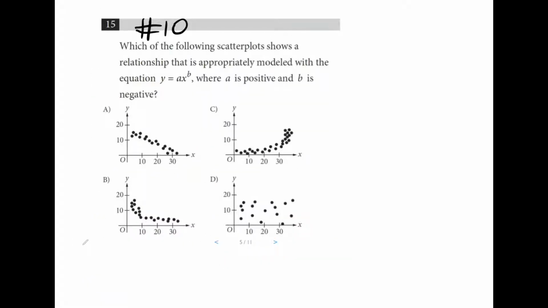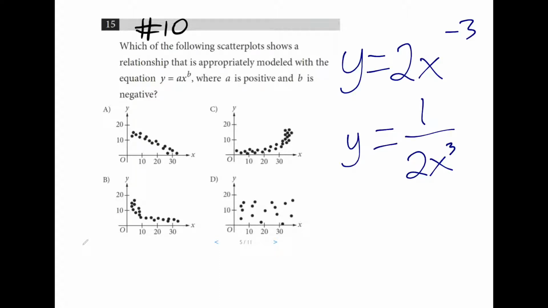Number 15. Which of the following scatterplots shows a relationship that is appropriately modeled with the equation y is equal to ax to the power of b, where a is positive and b is negative? Let's look at a test case, choosing some numbers, such as 2 for a, because 2 is positive, and maybe negative 3 for our exponent.